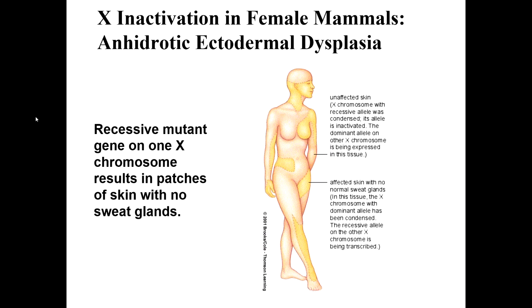We also have a situation called anhydrotic ectodermal dysplasia, which is the result of a recessive mutant gene on one X, and that results in patches of skin with no sweat glands. So again, it's X-linked. You're going to see it in females because she's got 2 X's. Anywhere that the good X is turned on, she can sweat, and anywhere the bad X or the faulty X is turned on, she can't sweat. So these women have to be very careful about exercising and getting overheated and that sort of thing.